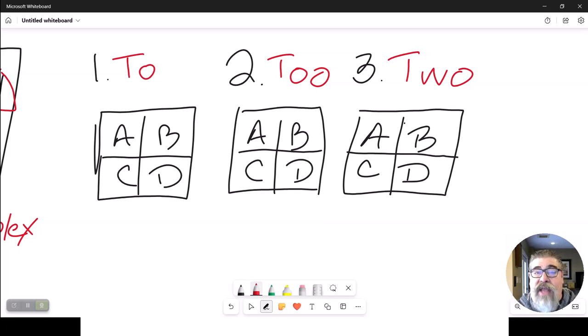Could you answer that question? The answer is no, you could not, because you do not know which two I'm talking about. You need to understand the context of the question. If I told you I had two shoes, you would know I'm talking about number three in that case, because of the context of the sentence.